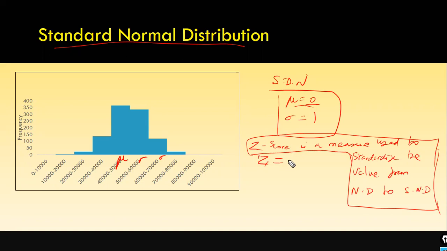The formula for z-score is x minus mu divided by sigma. What is mu? Mu is the population mean. Sigma is the population standard deviation. Okay, so for this, we can work out some problems.